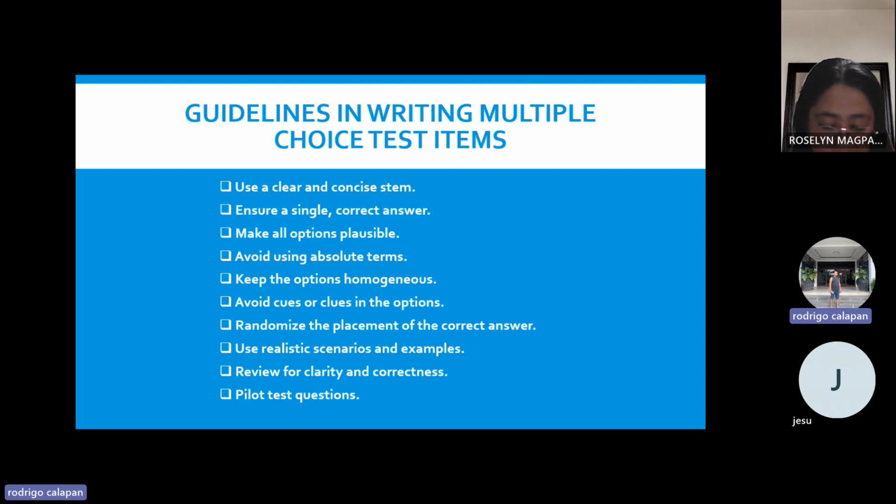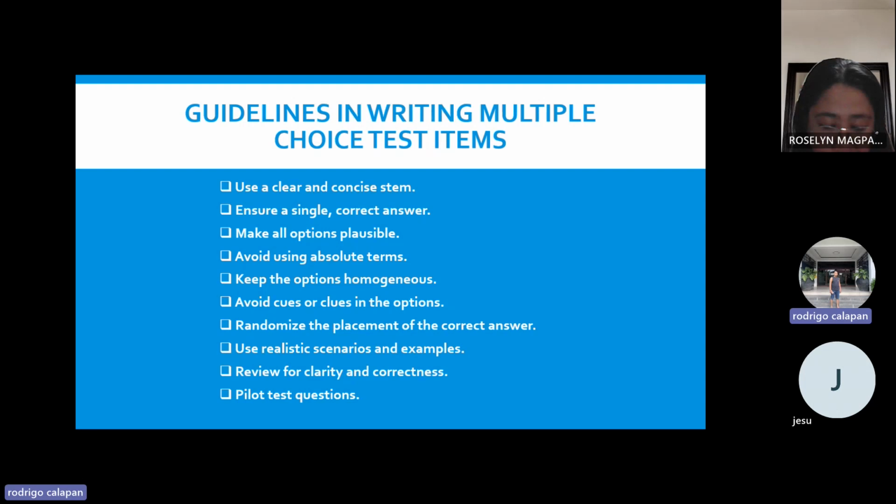Another thing that we have to look into, avoid cues or clues in the options. Somehow, may mga questions na yung binibigay sa bata na ang sagot lang pala nandoon din sa tanong. So, we have to avoid that one. The options should not provide hints or cues that lead the test takers to the correct answer. They should be independent of each other, allowing students to select the correct answer based on their understanding of the content.